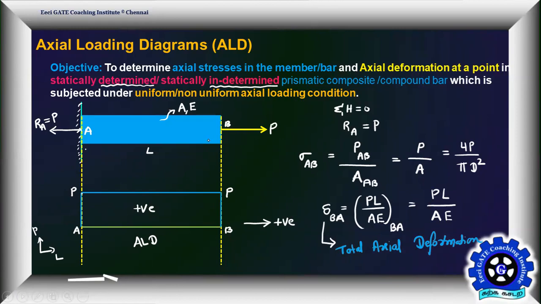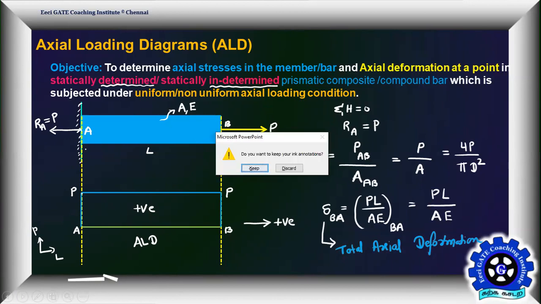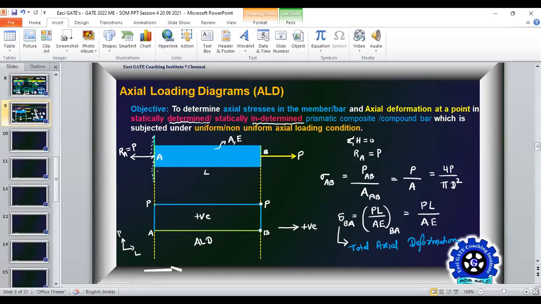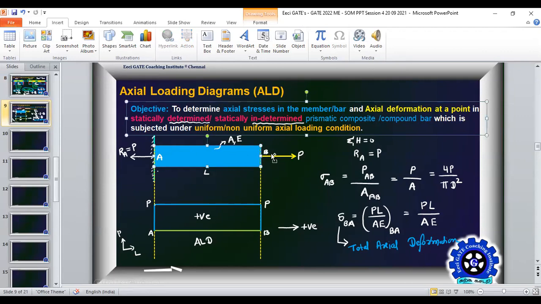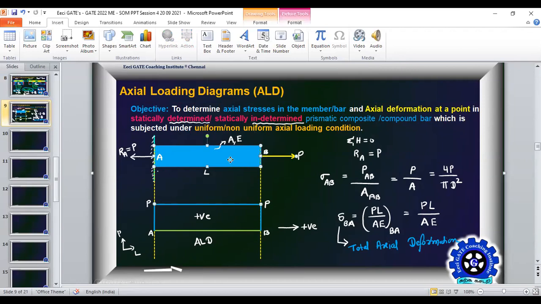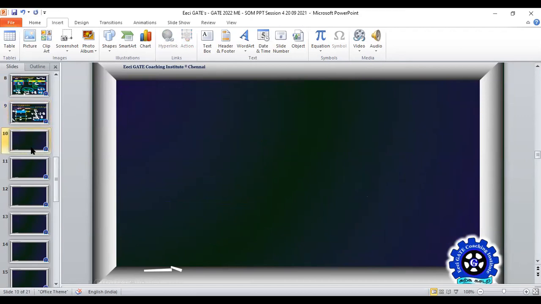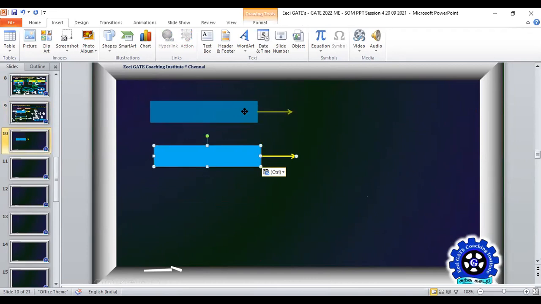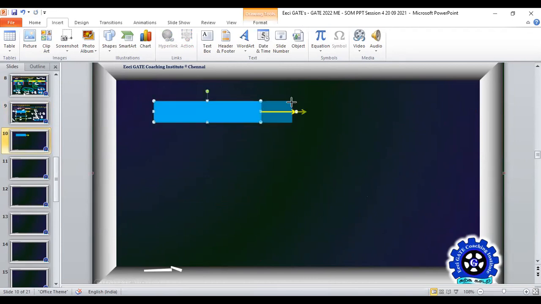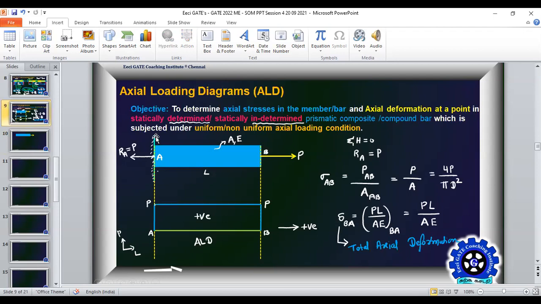Now see the thing. Now we will go to the next logic. I will give you the figure. Now I will give you a different case, axial loading diagram only. So here I will give you a different figure. Now we need to draw the figure actually. That is our task.